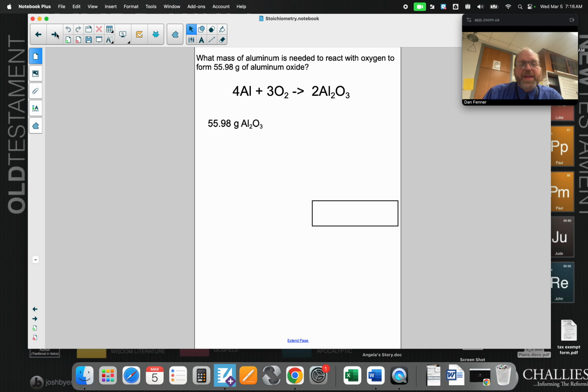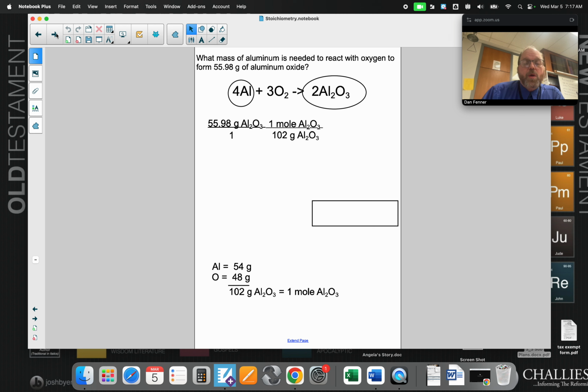Put our given over 1. So we have 55.98 grams Al2O3 over 1. Now, that's a compound, and a compound needs a formula mass. So we have aluminum and oxygen, I have 2 and I have 3. Atomic masses: aluminum is 27, oxygen 16. 2 times 27 is 54 grams, 3 times 16 is 48 grams. Add them up, and I get 102 grams of Al2O3 is 1 mole. I'm going to get rid of Al2O3, so the grams have to go on the bottom and moles on top. So 1 mole Al2O3 over 102 grams Al2O3.